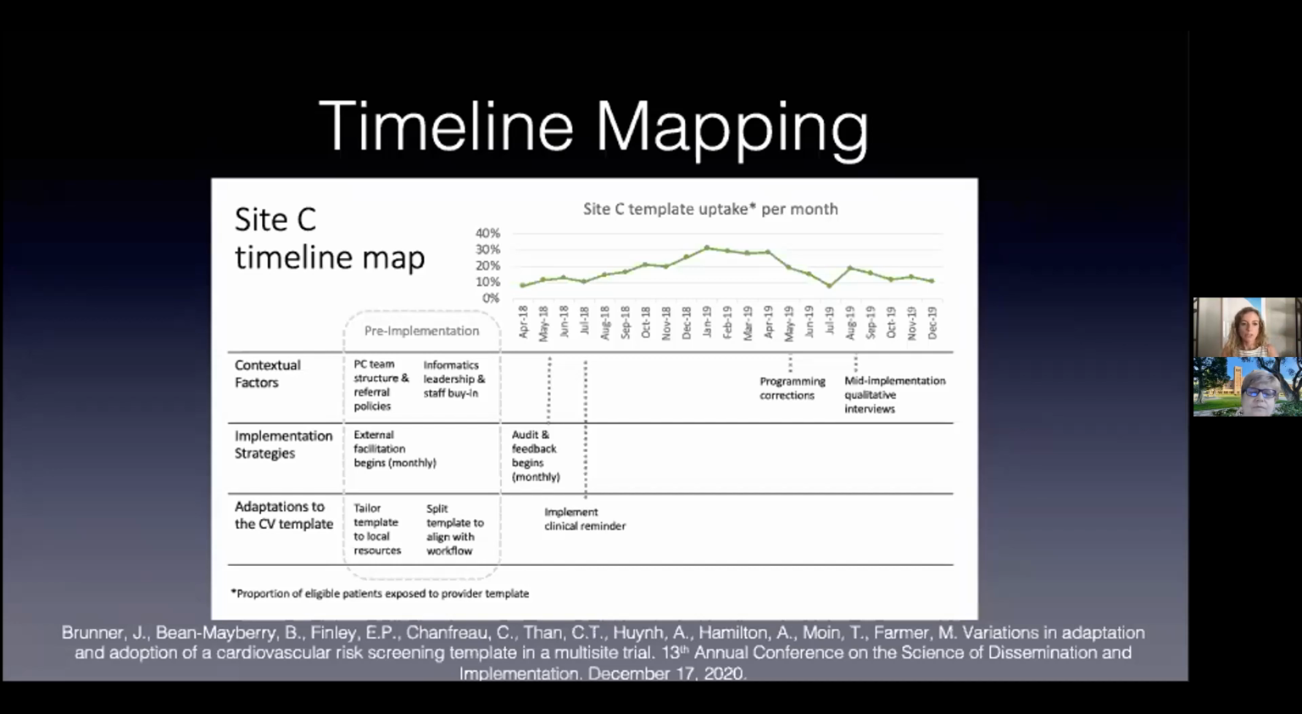What we were able to do in the reflections data was go through and look at what were the key contextual factors happening in this site that were unique and really stood out. What are the implementation strategies, and when were those coming online? And then what were the adaptations made to the CV toolkit template in this site? So we were able to look at those specifically.